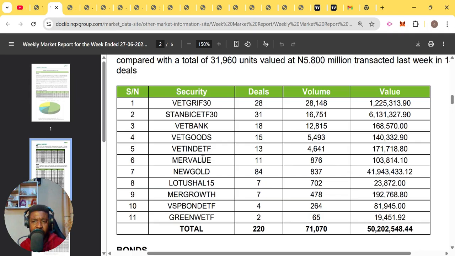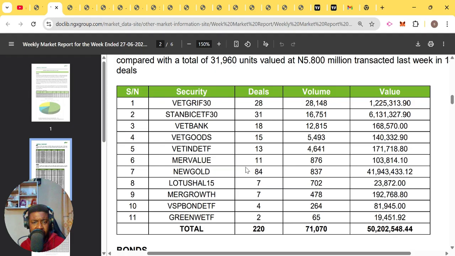So let's look at some information there. When I was doing this video previously, I showed you this information too. You can see we have 28,000 volume for the VetGrif 30, and the Stanbic ETF 30 had 31 deals, and the volume was 16,751. So if you have these deals and you check the price, even if you have 1,000 or 2,000 units, which might cost you some money, at least it should be worth the investment. If this kind of trade can happen, it shows you can go in and go out.